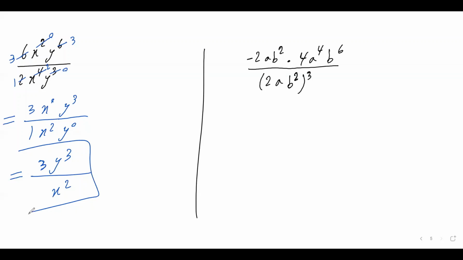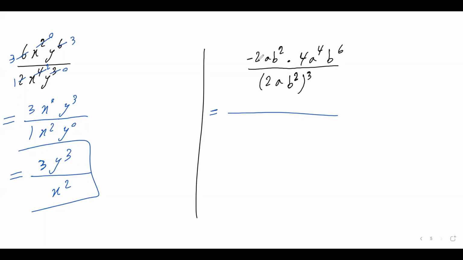Let's do another one. It's a little more complicated. So whenever you have complicated rational expressions, try to simplify the numerator and denominator separately. So let's do that. Let's simplify numerator first. Negative 2ab squared times 4a to the power of 4b6. So what should we do here?